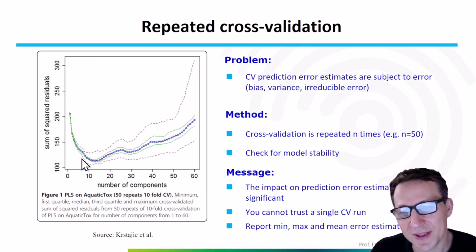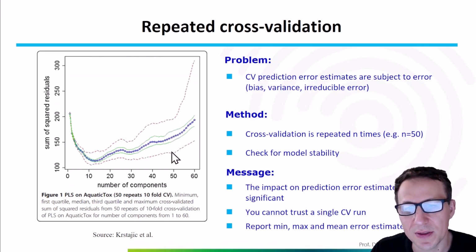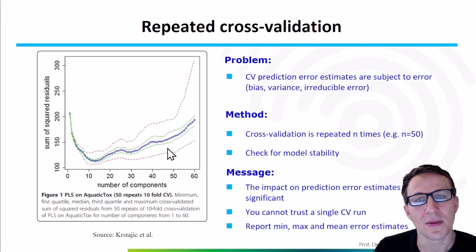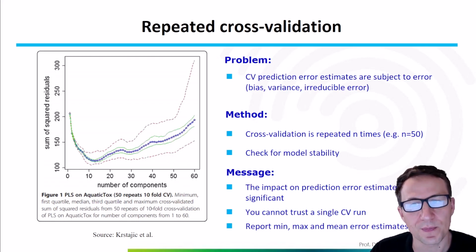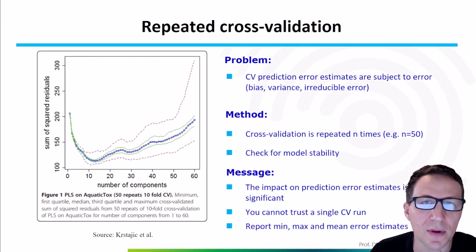And you see, it really depends on the number of parameters, but at the end, the variance is quite large. You see how much variance is there. And the variance only comes from the way you randomize your data points into these folds. And you need to check for that.